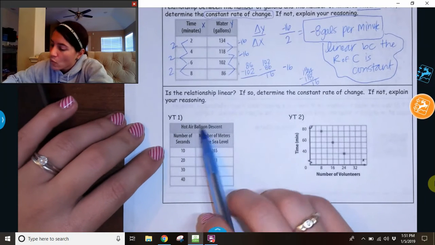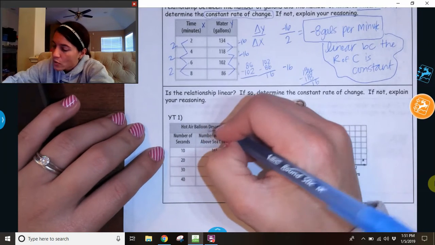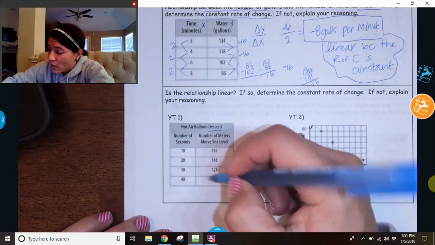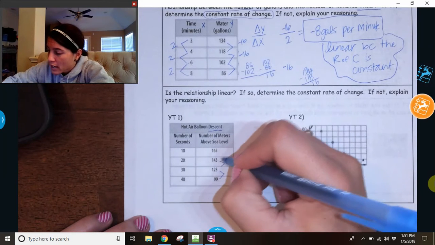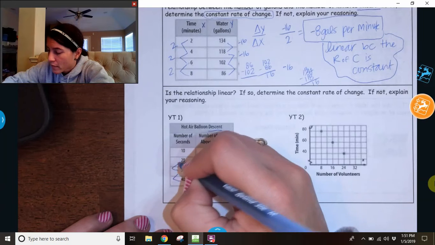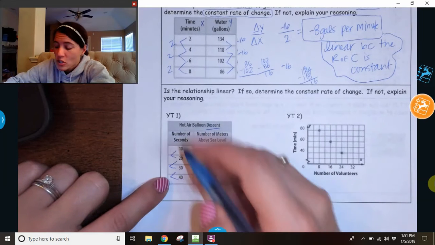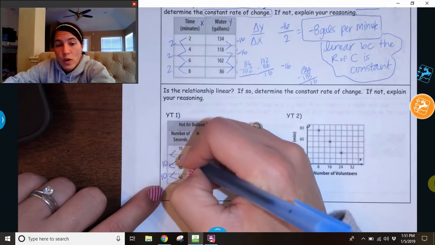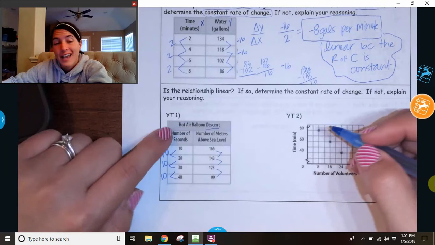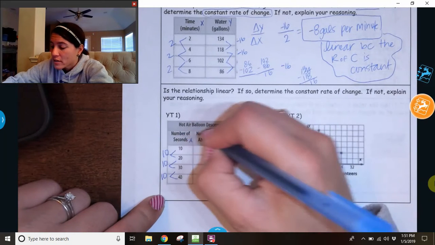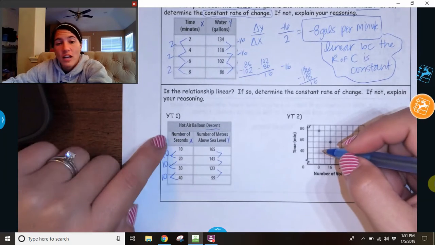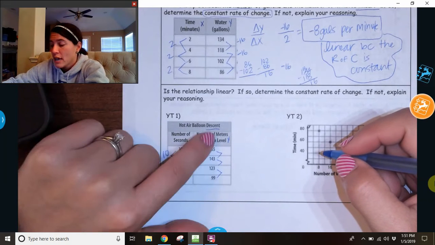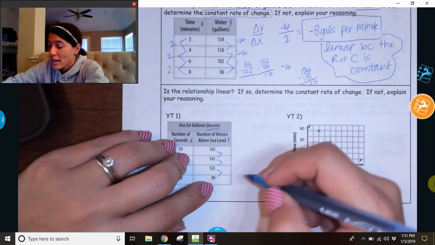So in You Try 1, a hot air balloon descent. The word descent means it's going down, so we should expect negatives. So I'm going to subtract. 40 minus 30 is 10. 30 minus 20 is 10. 20 minus 10 is 10. Remember, these are the x's and these are the y's. On the x, these are all increasing by 10. And now these are decreasing, so I should have negative numbers.